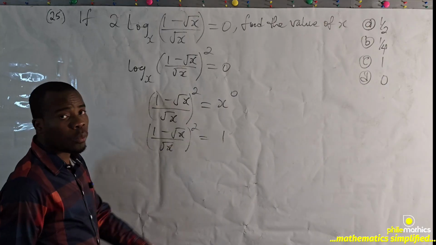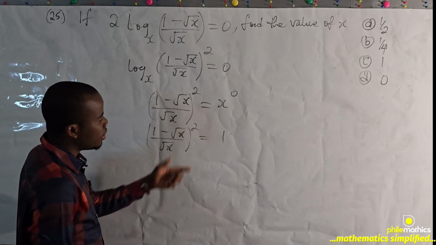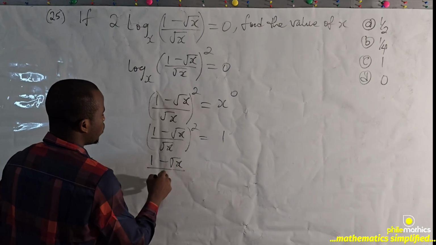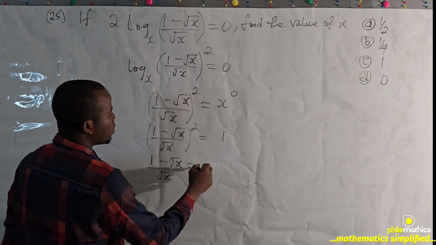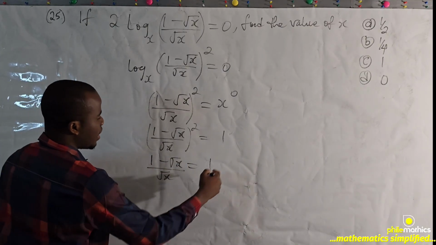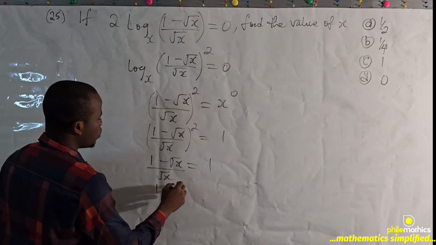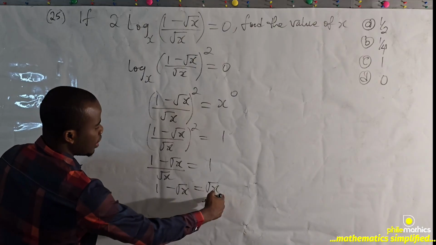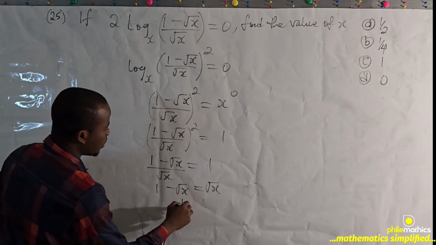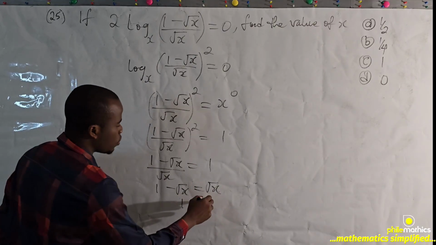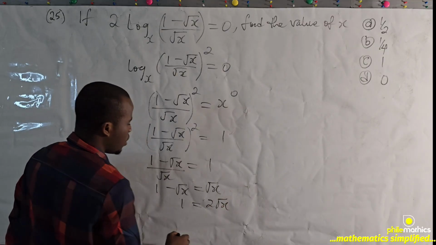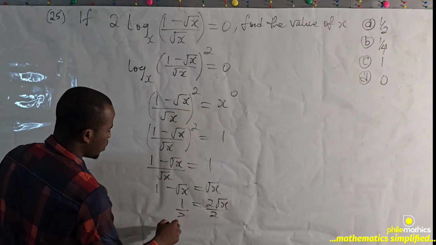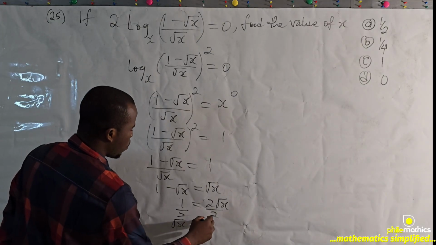You can take the square root of both sides, which gives us (1 minus root x) over root x. The square root of 1 is 1. If I multiply this, I have 1 minus root x equals root x. Take this to the right hand side, I have 1 equals root x plus root x, which is 2 root x. I can divide both sides by 2, so that my root x is 1 over 2.